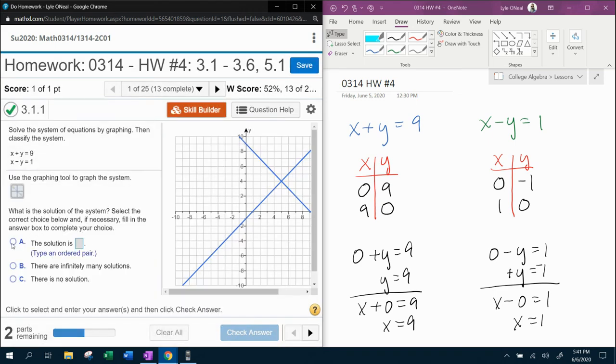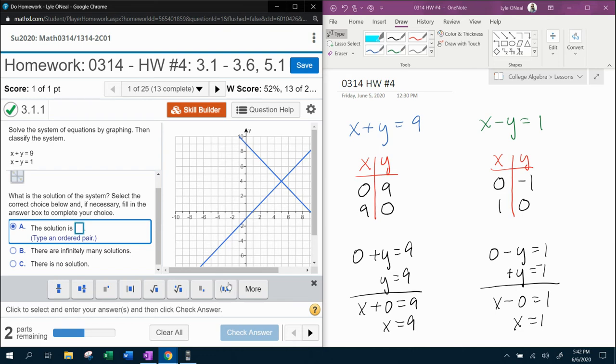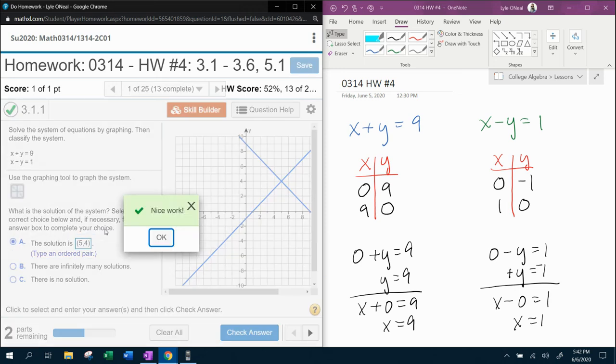Then it says the solution. The solution of a system of equations is the point of intersection. Here we can see that the point of intersection is going to be at the ordered pair 5, 4. So we're going to click, grab the ordered pair, and say 5, 4. If it leaves an extra blue box there at the back, you're going to have to hit delete, or MyLab Math will freak out. And check it. There we go.